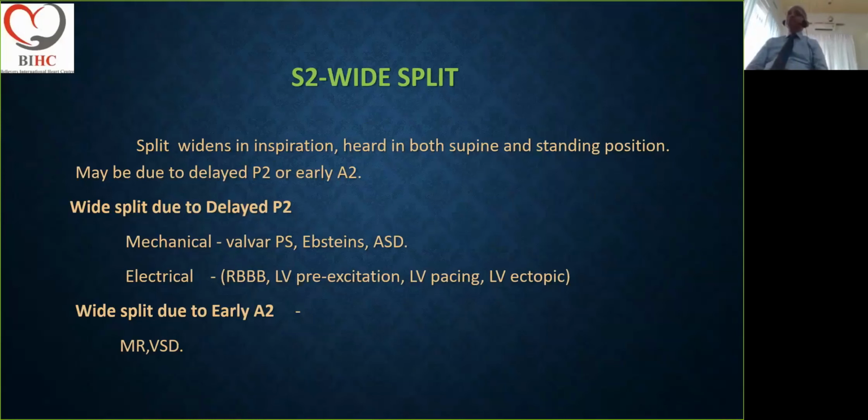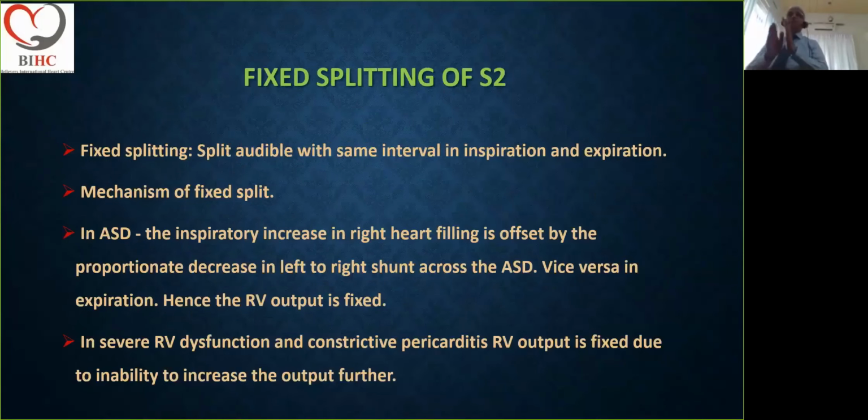Now we come to the fixed splitting. By fixed splitting, we mean the split is audible in both phases of respiration without any change. In inspiration, it is there. In expiration, it is there. You make the kid stand up, it is there in both inspiration and expiration. This is fixed split. Now, why does a fixed split occur?